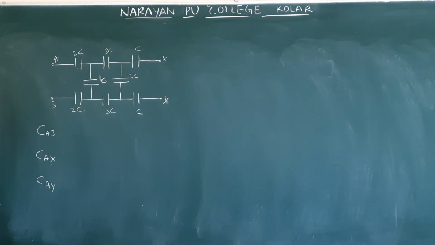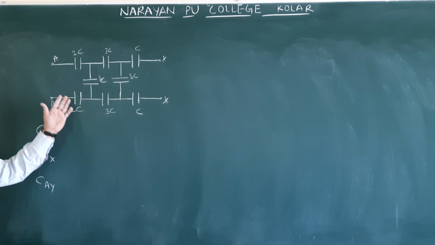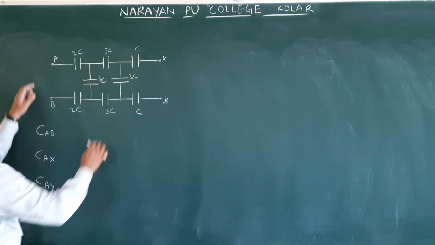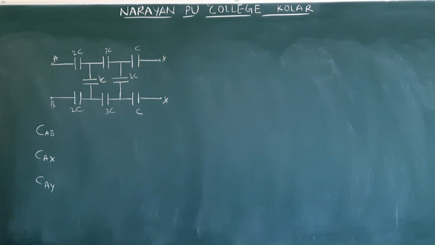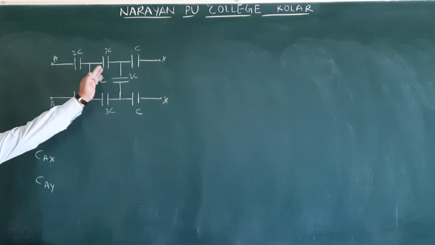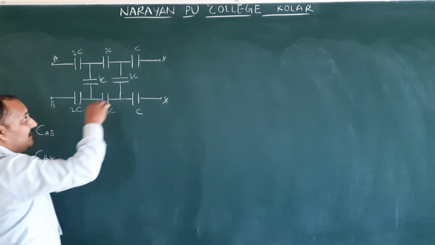See the problem here, what I have drawn on the board. How to find the resultant capacity between A and B? If they ask CAX, the resultant capacity between A and X, or the resultant capacity between A and Y, these 2 points. Whenever they give a circuit diagram like this, first we have to see which one they are asking. First we are going to solve CAB. CAB means between A and B. Whenever they connected here, series will be there, parallel will be there. How to solve this one? We will see this.